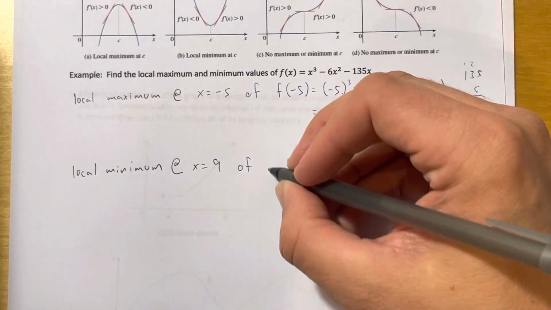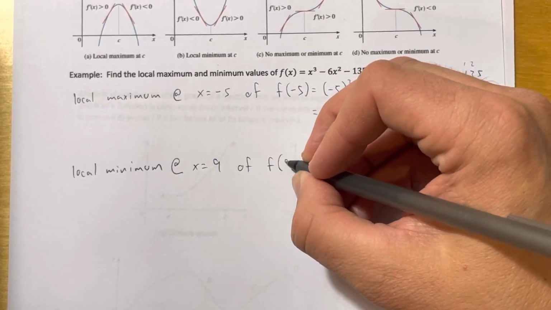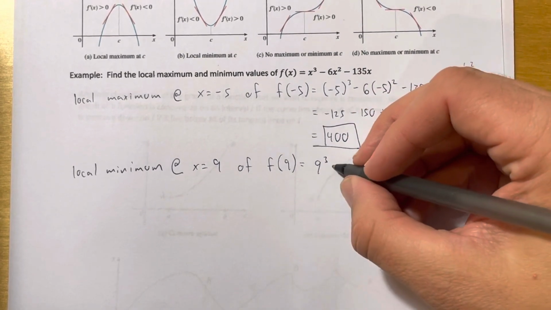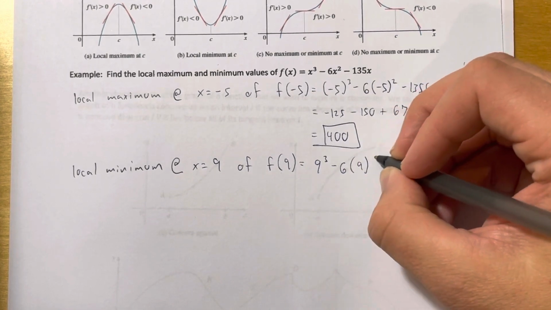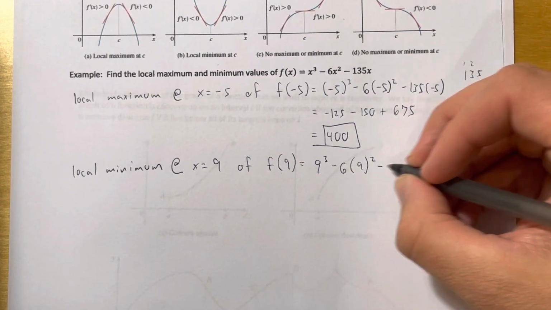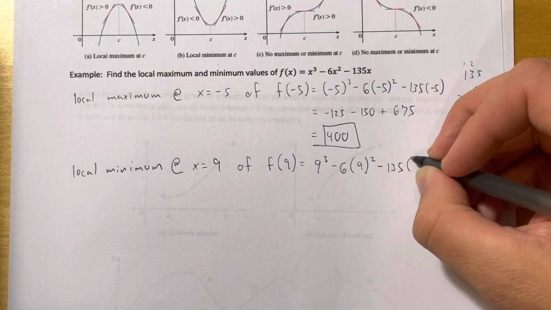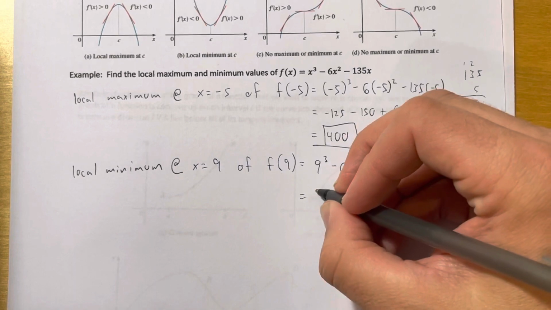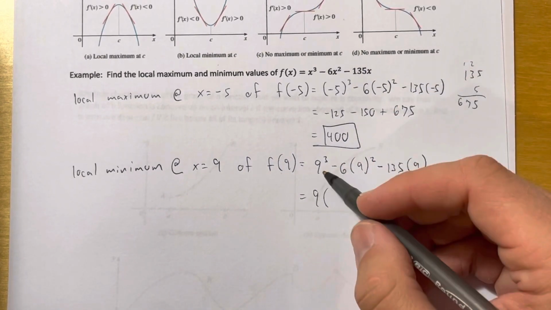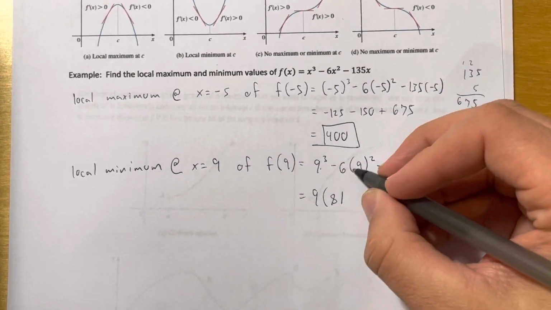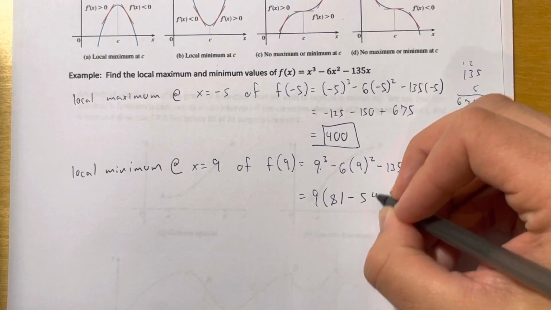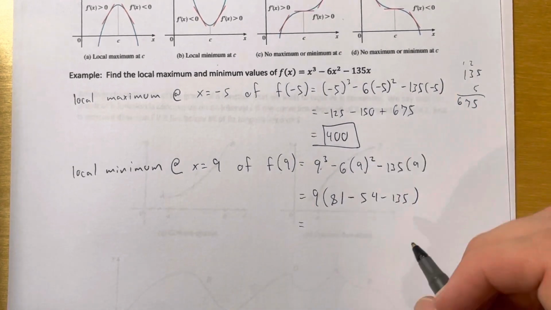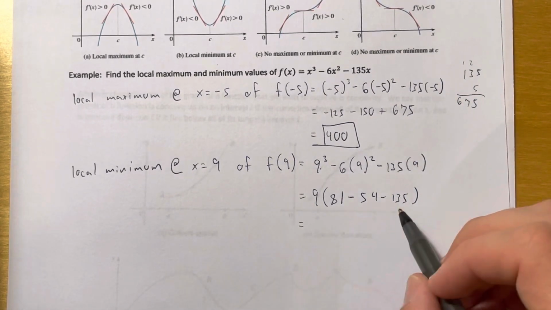So f of 9 is equal to 9 cubed minus 6 times 9 squared minus 135 times 9. Let's see if we can do this in a smarter way. I'm going to factor a 9 out of all of this, since I have to do this mentally now. That'll leave me with 9 squared, which is 81, minus 6 times 9, which is 54, minus 135. All right, so let's add these.